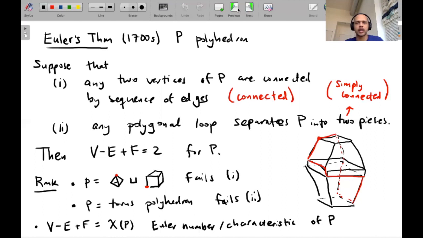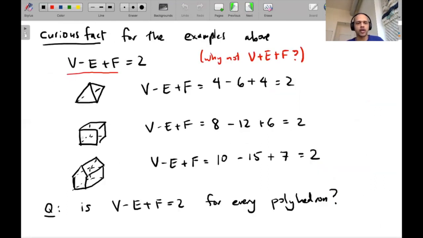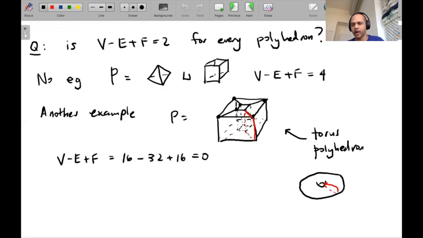Topologically, these examples here are like a sphere, whereas the torus polyhedron is topologically like a torus. And the fact that the torus and the sphere are different spaces is reflected in the fact that they have different values for this V minus E plus F.